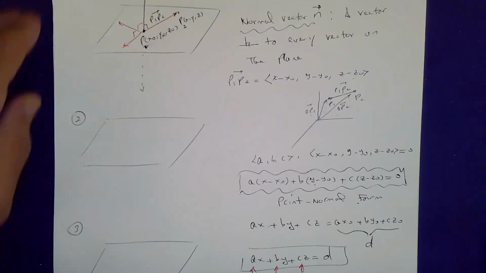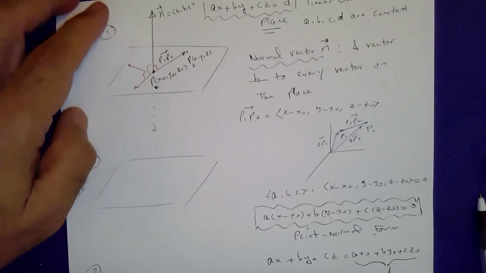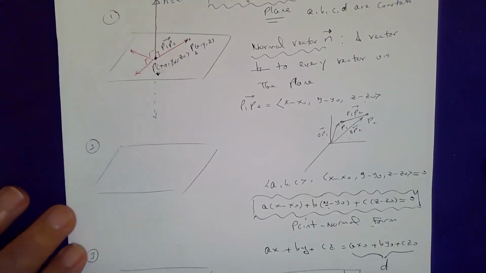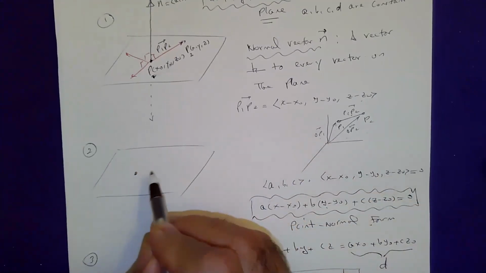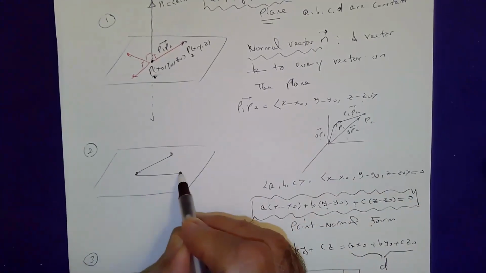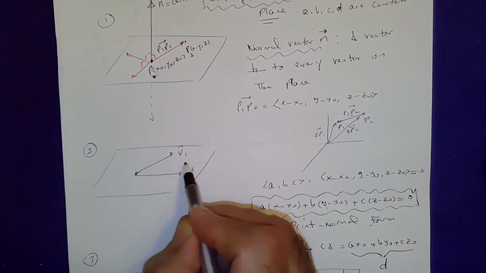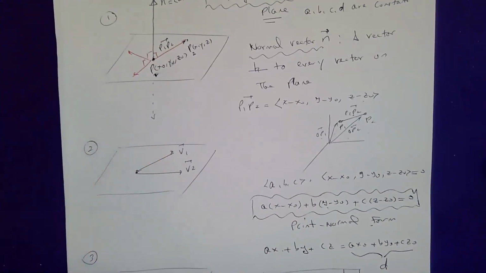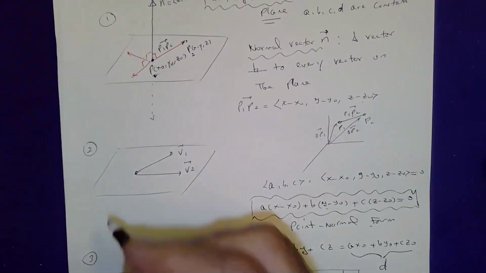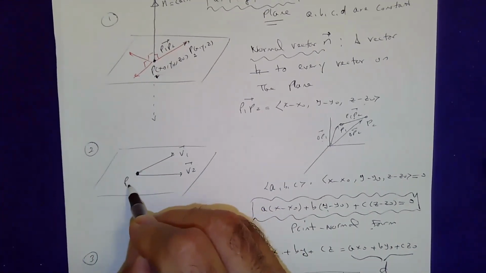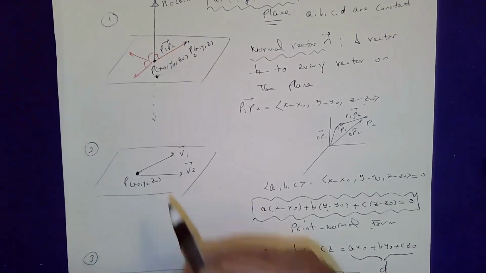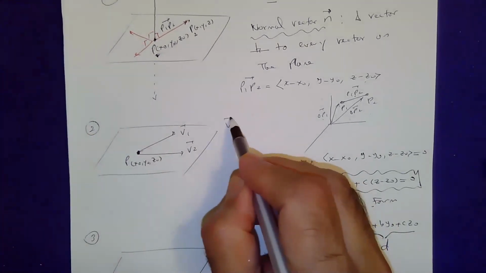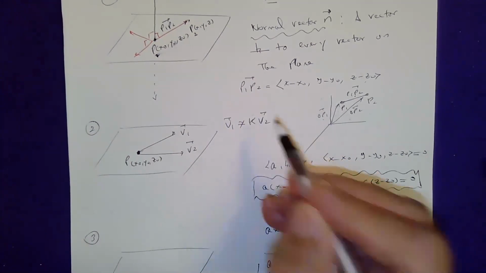The other way to find the equation of a plane, besides being given a point on the plane and a normal vector, is if they give you two non-parallel vectors on the plane, like so. Suppose I give you two non-parallel vectors on the plane and I give you a point, let's say x0, y0, z0. These vectors are non-parallel, so V1 is not a scalar multiple of V2.